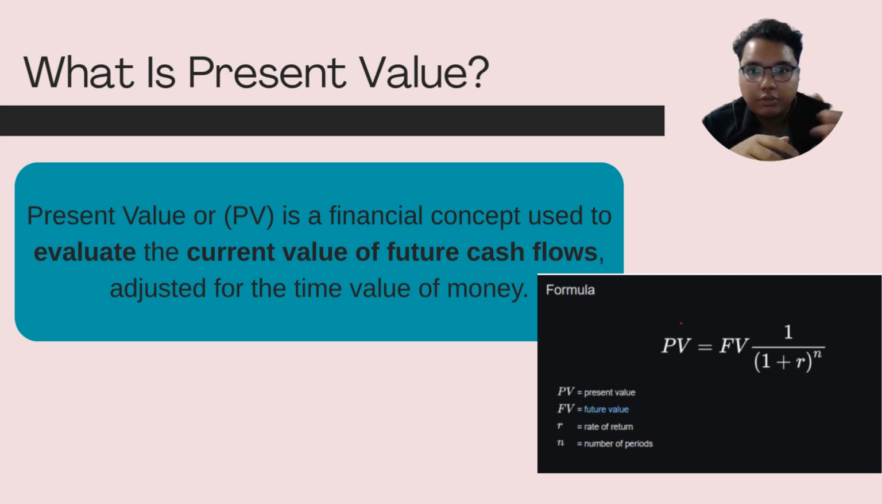So this is the formula of present value. Present value equals future value, 1 per 1 plus R. R here refers to the rate of return, and n here refers to the number of periods of the discount rate.